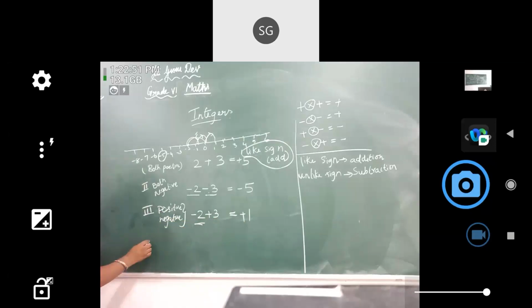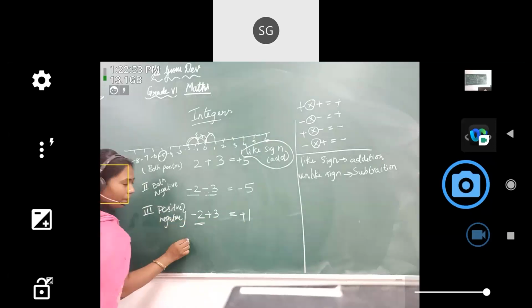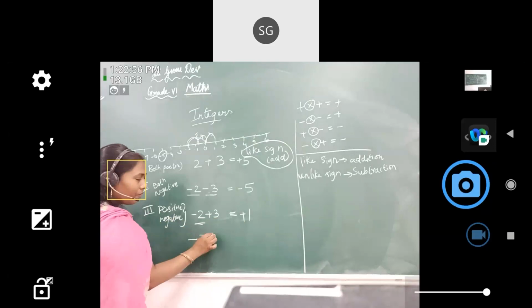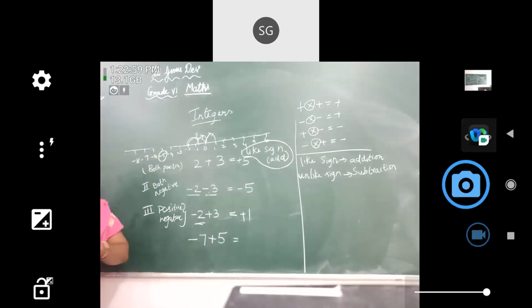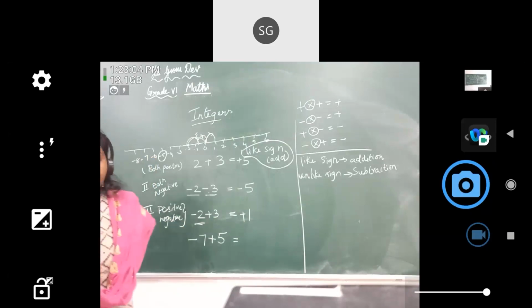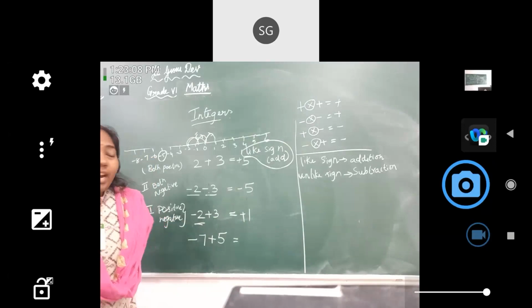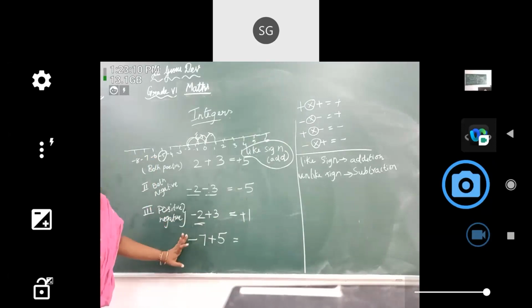I will give you one more example. This is minus 7 plus 5. Now tell me, one is negative and the other one is positive. What should I do? Are they like or unlike? They are unlike.